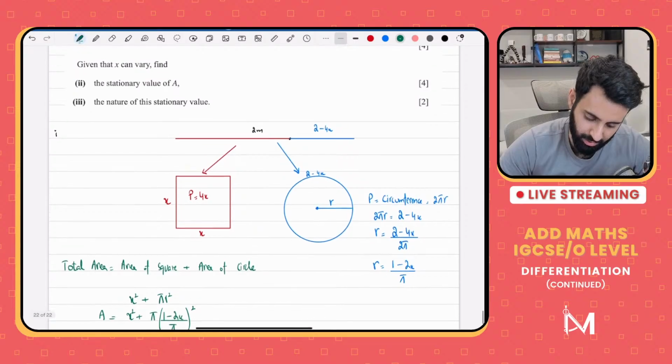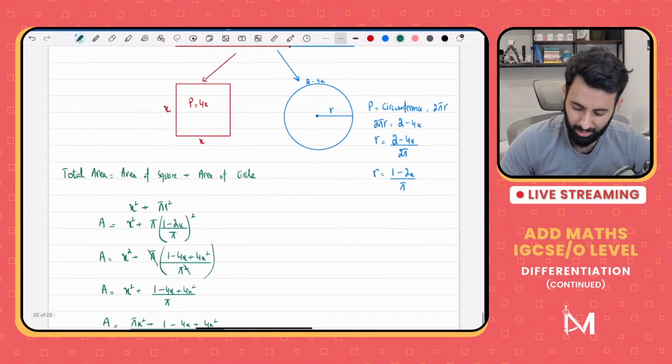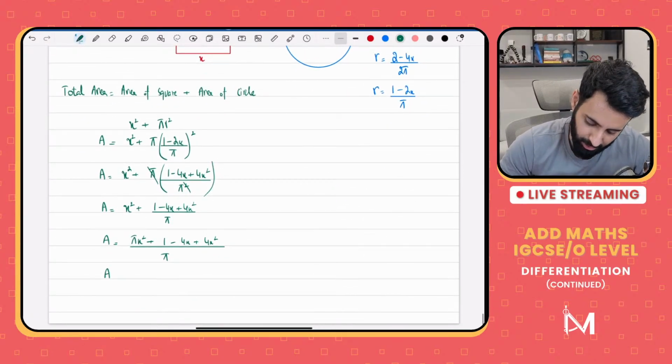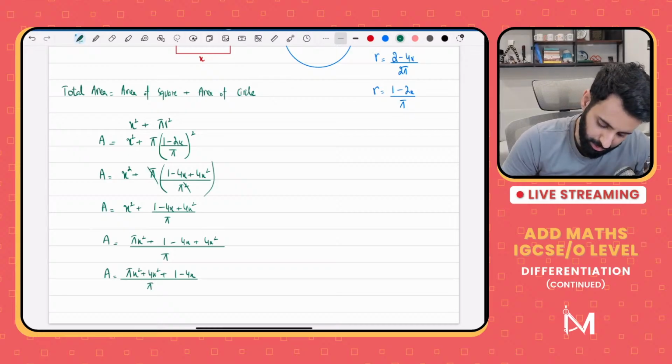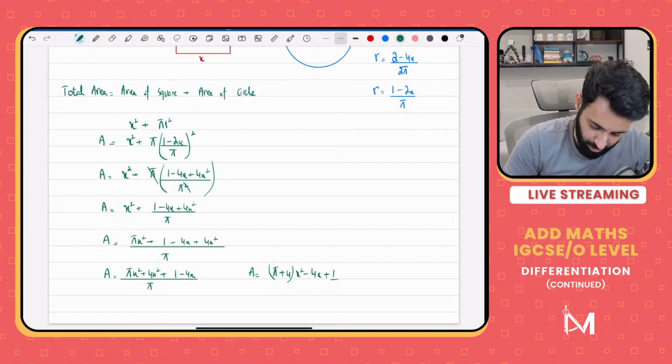This is still not the way the question wants. The question wants us to take x squared common. So first let's get all the x squared terms on one side. So we have πx squared plus 4x squared plus 1 minus 4x upon π. And now let's take x squared common. So if I do that, we have π plus 4 x squared plus 1 minus 4x. But first let's write minus 4x plus 1 upon π.